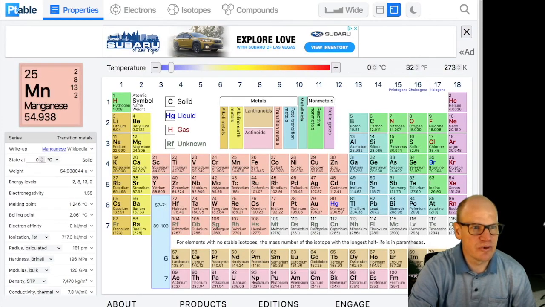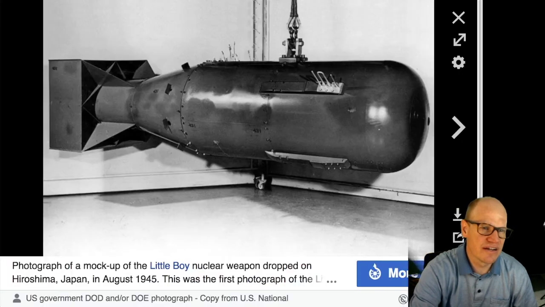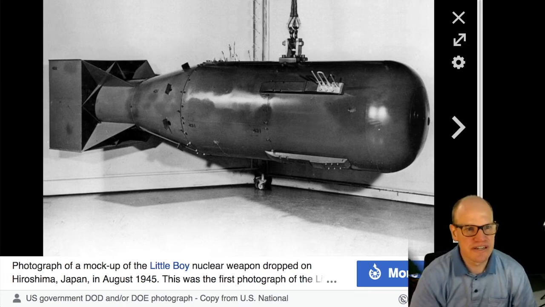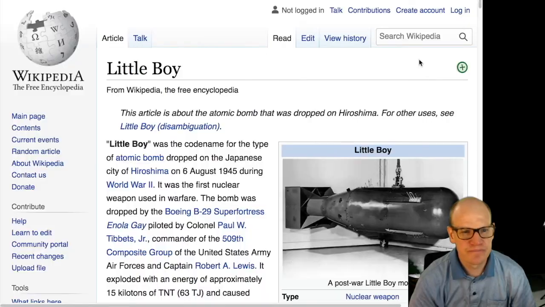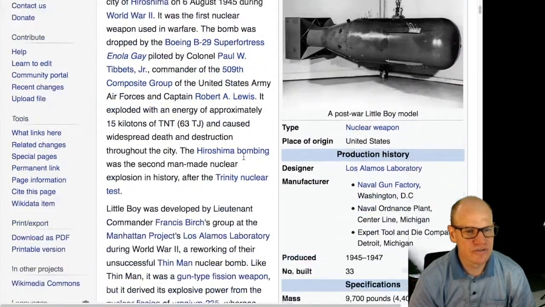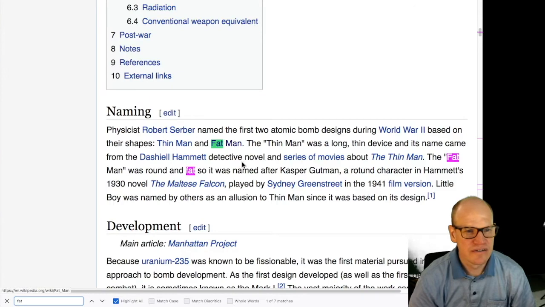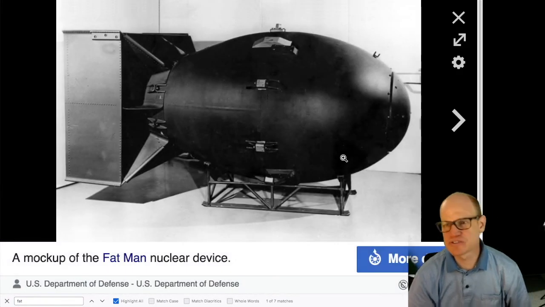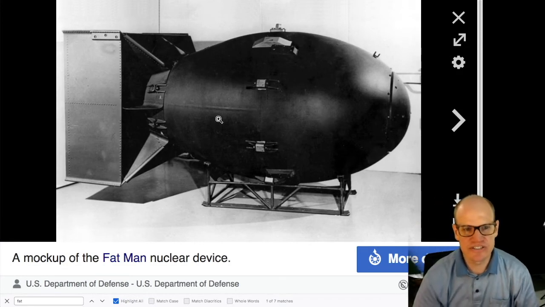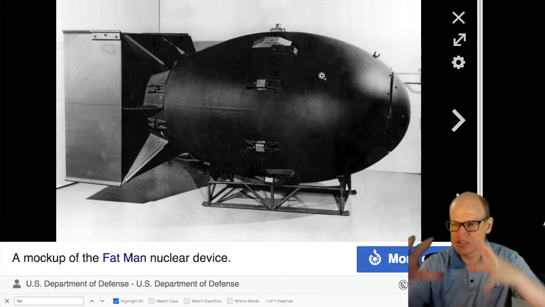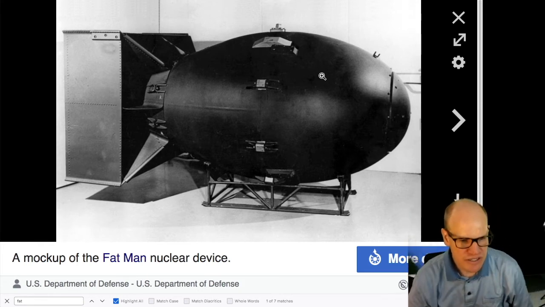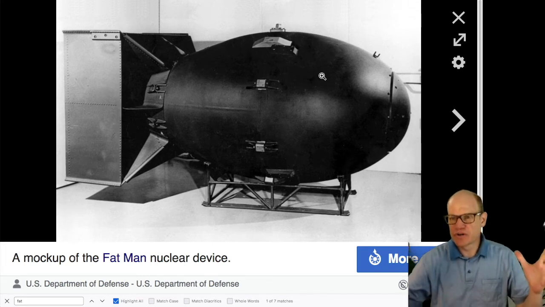So Little Boy looked like this. Come on, you can do it. There, Little Boy looked like this, long and skinny. Where Fat Man, which was the name of the other bomb, looked different. So where's Fat Man? Fat Man. This is Fat Man. Okay, so this was the second bomb that was dropped. And notice that it is more spherical in shape because that is the structure that you make your plutonium bomb. So there we go. That's a plutonium bomb.